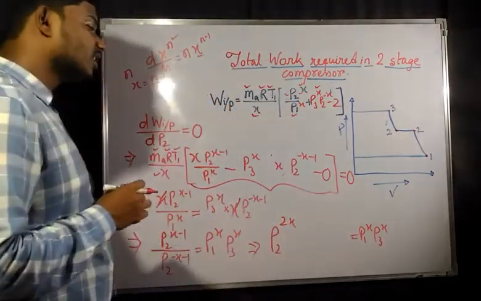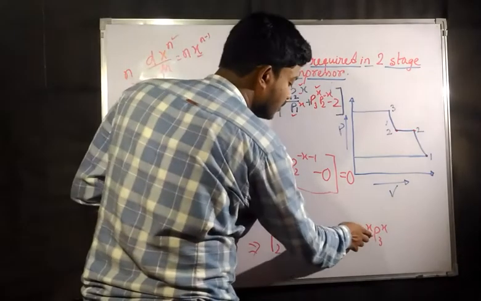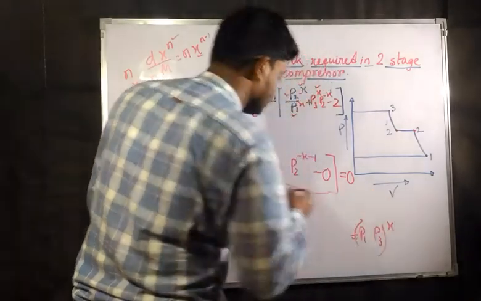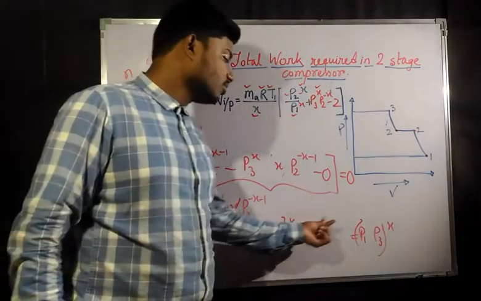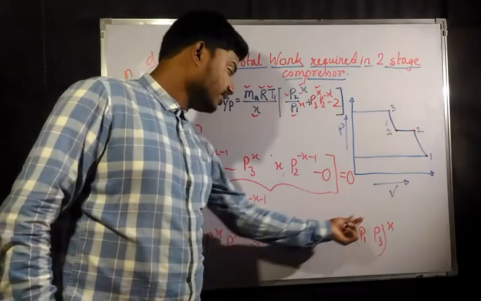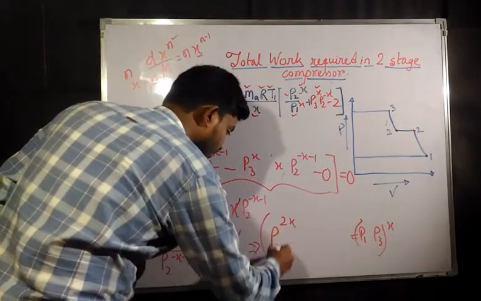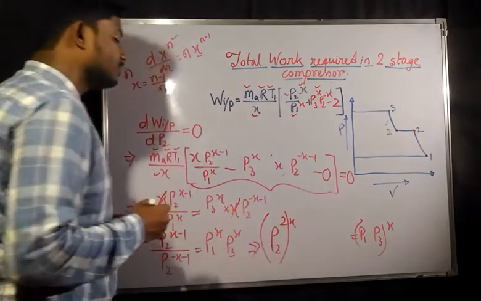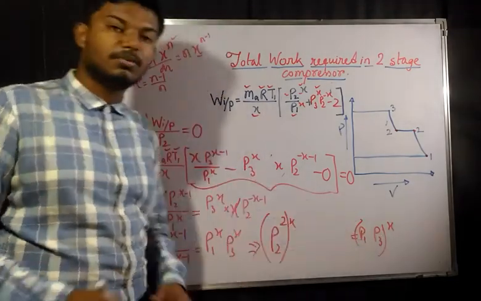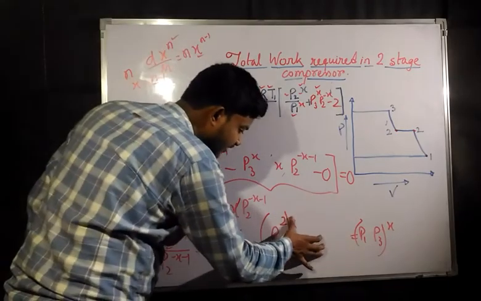Now, in place of p1 to the power x and p3 to the power x, we can write p1 p3 whole to the power x. So on one side it is going to have a power of 2x, and this is going to have a power of x. So you can write this as p2 square whole to the power x and p1 p3 whole to the power x. So from both sides you can erase x.